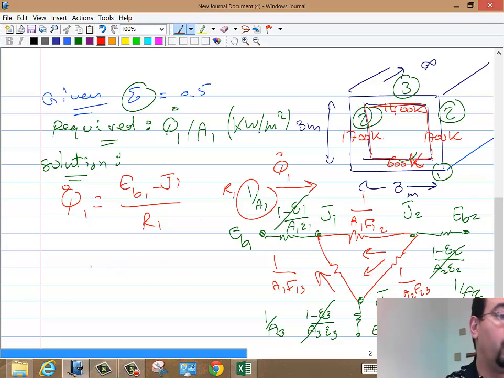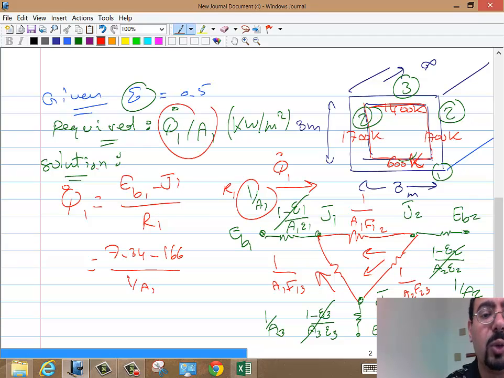Okay, of course it will end up being negative because we know that 1 will actually get the heat from the hotter one. But when you write it like this, it will end up being 7.34 minus 1.66 over 1 over area 1. But actually I require Q dot 1 over area 1. So Q dot 1 over area 1 will end up being minus 159 kilowatt per meter square.